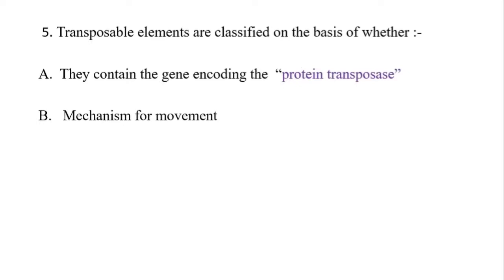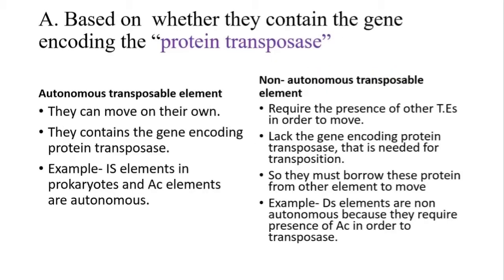Now, transposable elements are classified on the basis of two criteria. First criterion is whether they contain the gene encoding the protein transposase, and second criterion is the mechanism for movement. On the basis of the first criterion, the transposable elements are divided into two categories: autonomous transposable elements and non-autonomous transposable elements.